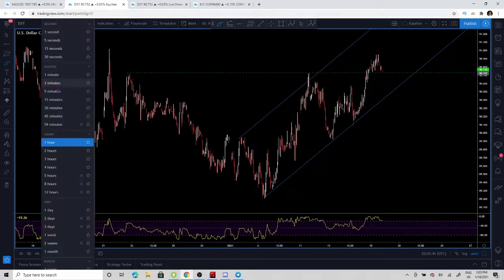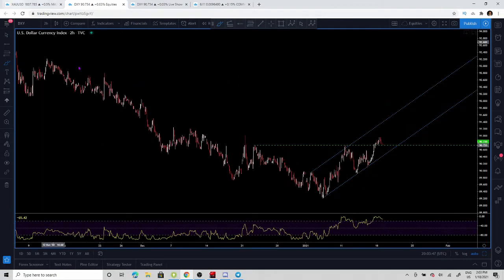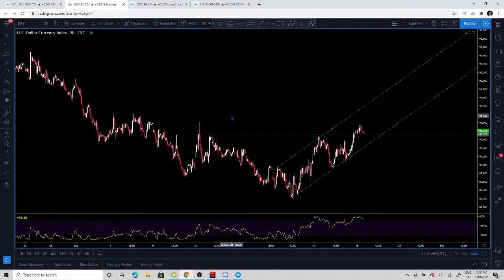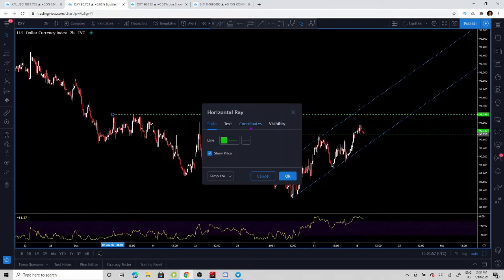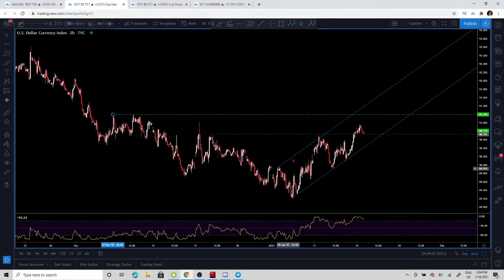Now let's go to the 2-hour chart because I want to see the bigger picture right here. The next level of resistance that we might encounter here on the DXY is around the 92 level. So why don't we go ahead and put that 92 level on the correct coordinates, right? I'm sorry, 91.20, 91.20.